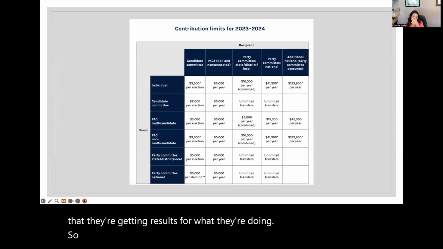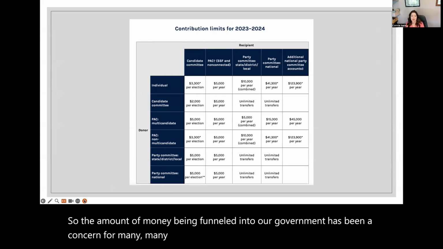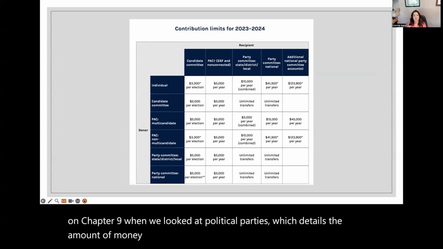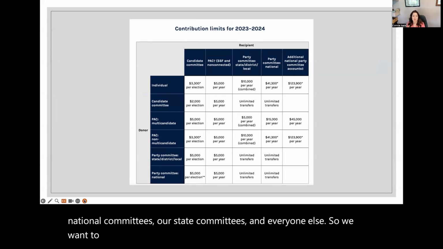So the amount of money being funneled into our government has been a concern for many, many years. We looked at this chart in our last lecture on chapter 9 when we looked at political parties, which details the amount of money that can be given to particular candidates, to our national committees, our state committees, and everyone else. So we want to focus here on the PACs.